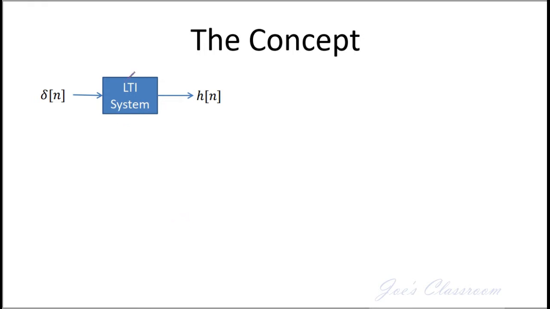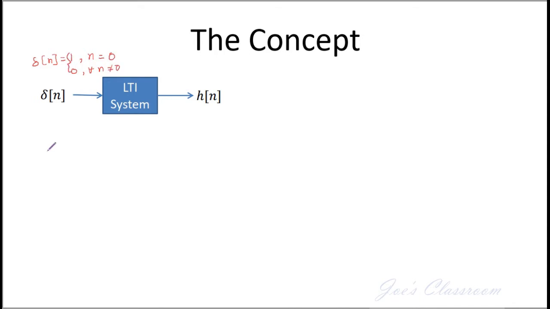Let us consider an LTI system. By LTI, we mean it is a linear time invariant system. If I give any input to this system, the system has to respond and give me an output. For a while, let us assume that we are going to give a unit impulse signal as an input to the system. You should know a unit impulse signal is defined as delta of n equal to 1 for n equal to 0, and 0 for all values of n not equal to 0.